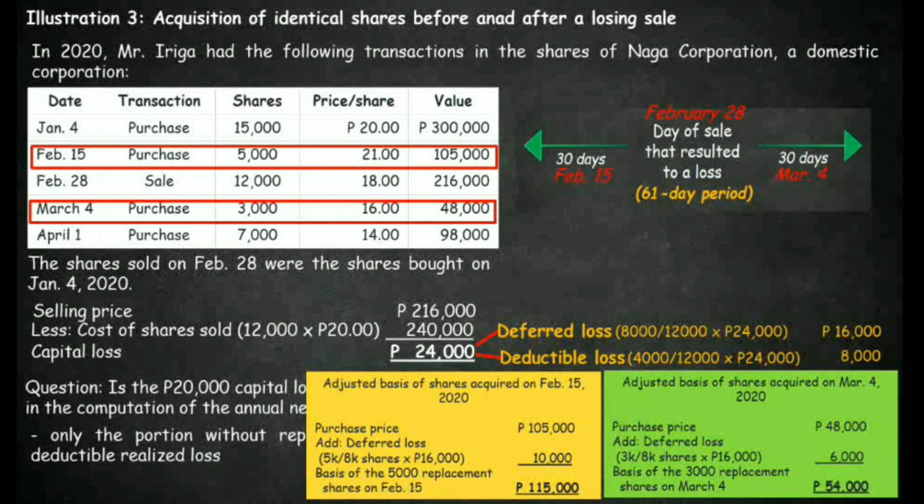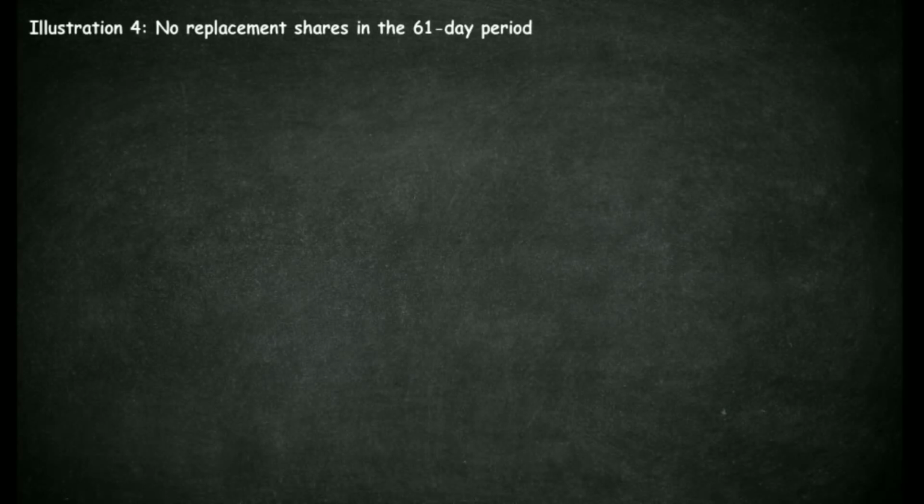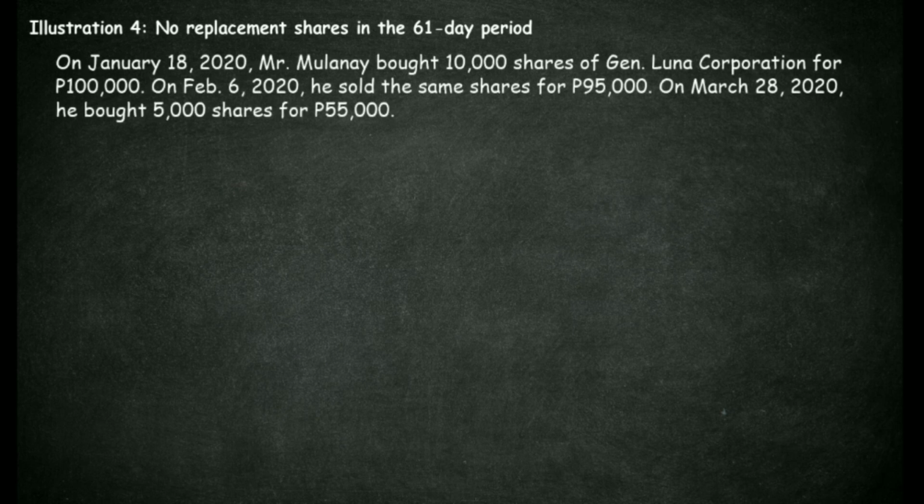Another illustration. Illustration number 4, no replacement shares in the 61-day period. So, on January 18, 2020, Mr. Mulanay bought 10,000 shares of General Luna Corporation for 100,000 pesos. On February 6, 2020, he sold the same shares for 95,000 pesos. And then on March 28, 2020, he bought 5,000 shares for 55,000 pesos.